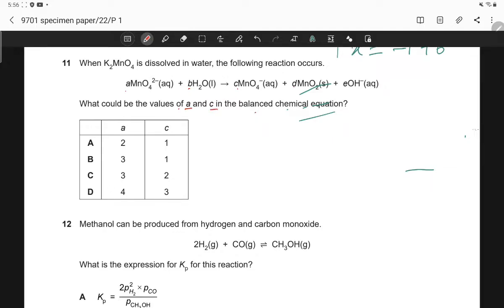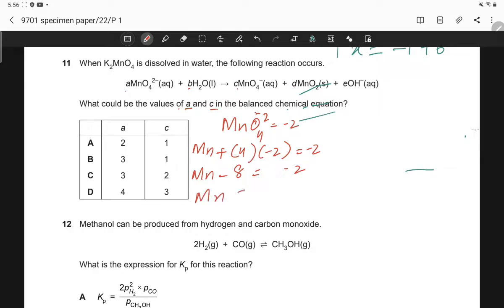First, let's find out the oxidation state of Mn in MnO4 2-. This is equal to minus 2. Mn plus 4 times minus 2 is equal to minus 2. So Mn minus 8 is equal to minus 2, Mn is equal to minus 2 plus 8, so Mn is equal to plus 6. So the oxidation state of Mn is plus 6.